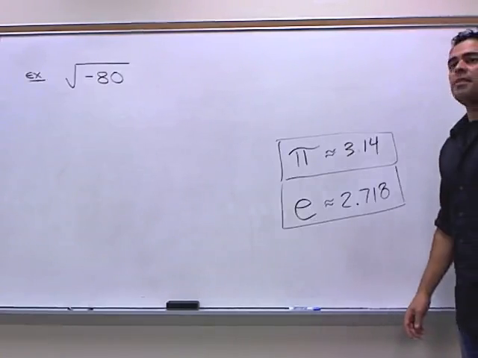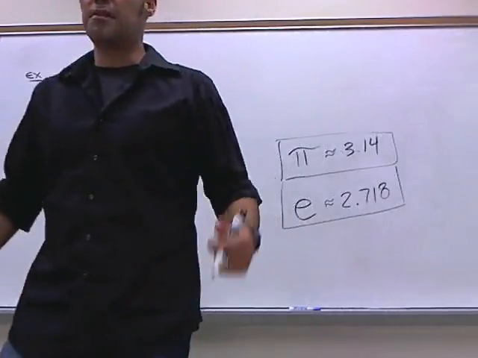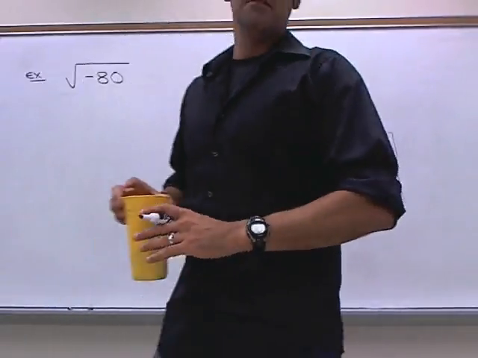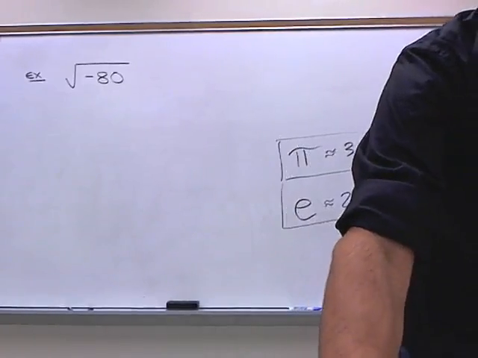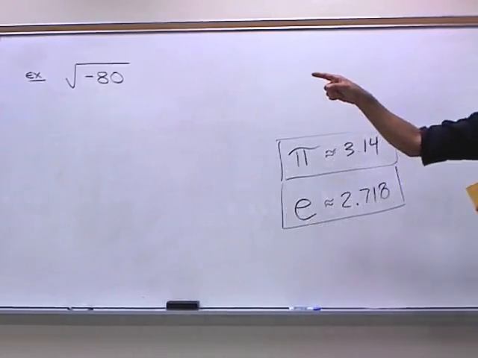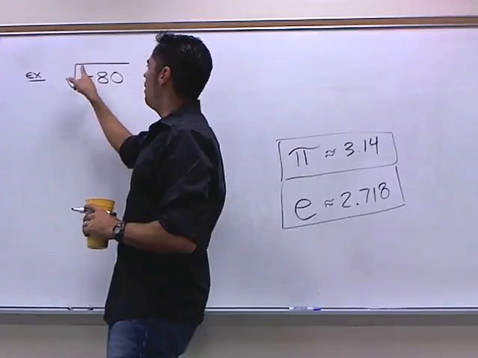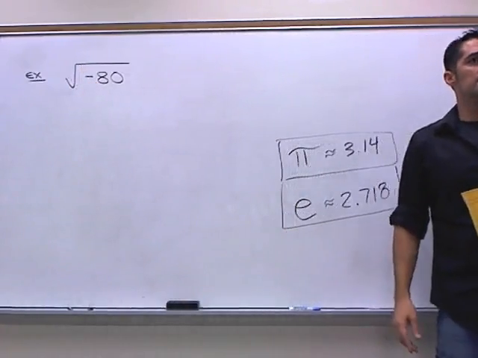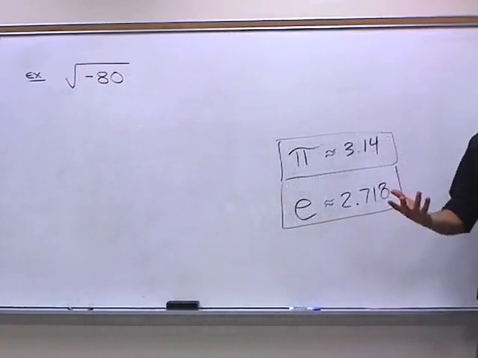Now, before we said there's no real answer, right? We'd say for this, no real answer. Why? That's right, because you got an even power on a negative number inside. We said we couldn't do it before, but now we can.